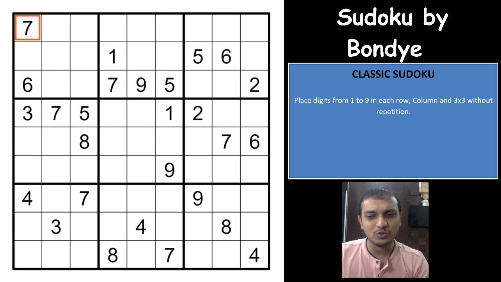And now coming on to this Sudoku, so usually classic Sudoku rules apply. You have to have digits from 1 to 9 in each row, each column, and 3 into 3 box without repetition. And with that, we'll start solving this Sudoku.